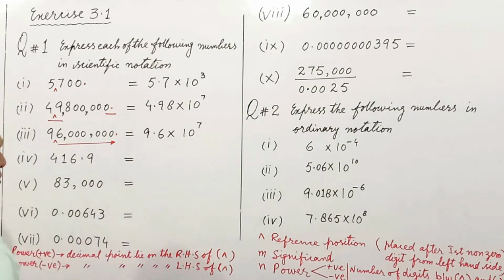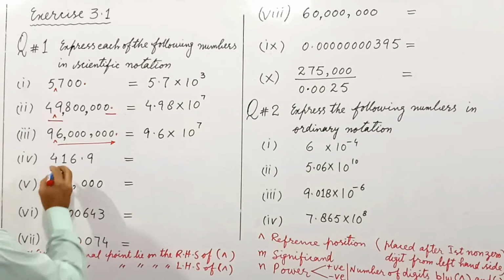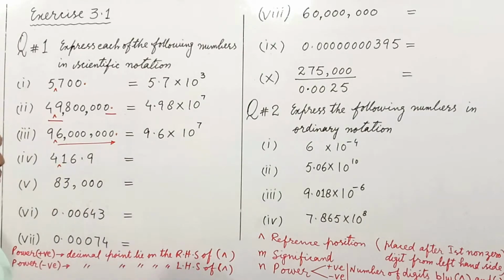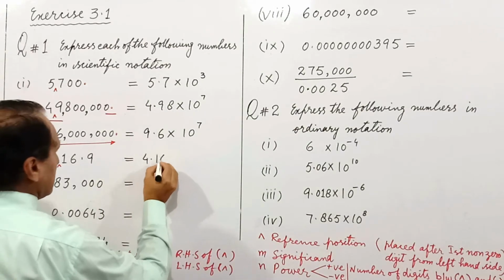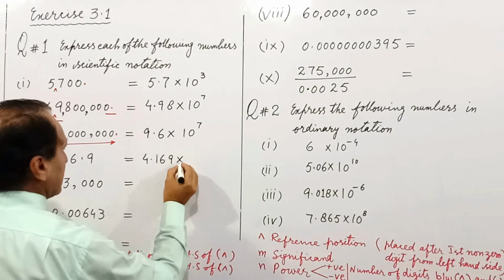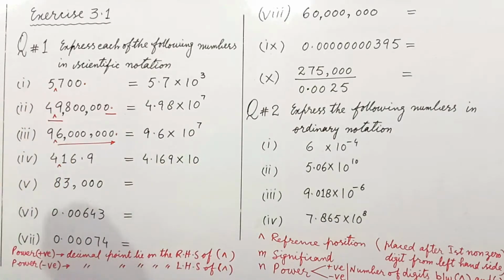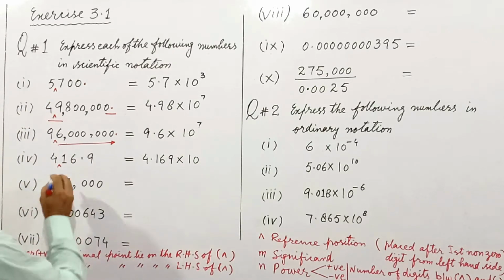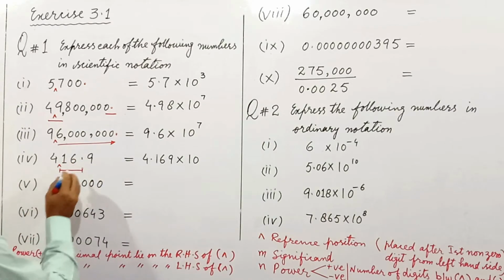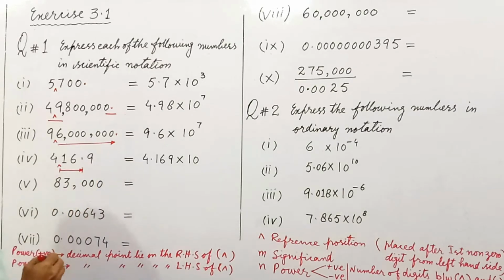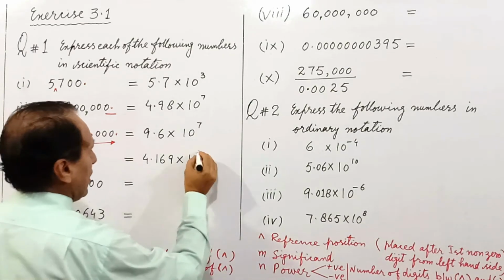The original position of the decimal point is between 6 and 9. We place the reference position to write the significand 4.169, and the second part, 10 raised to power. The power is determined by the number of digits lying between the decimal point and the reference position. As the decimal point lies on the right hand side, the power is positive. The number of digits is 2, so the power is 2.